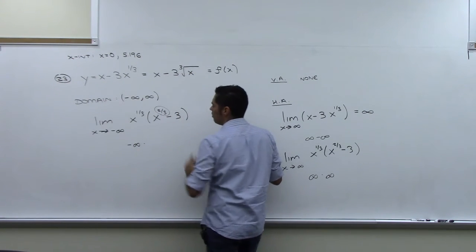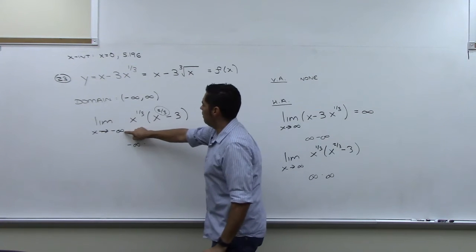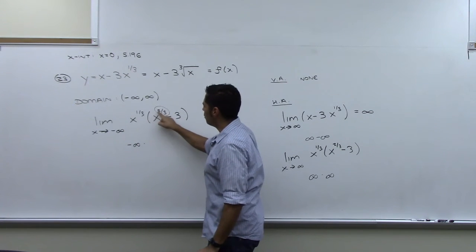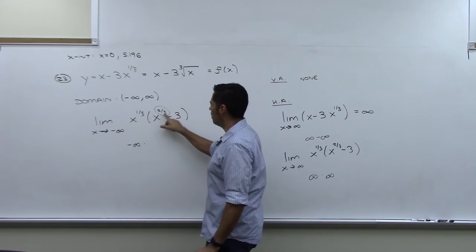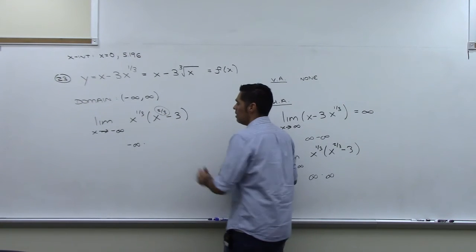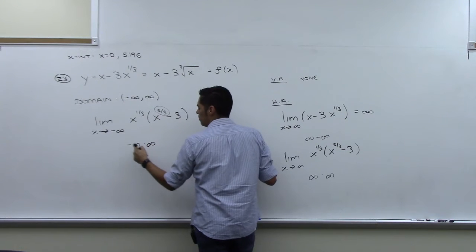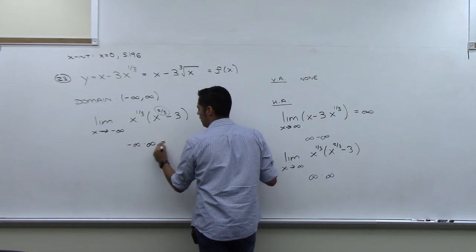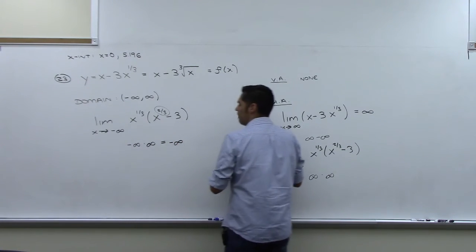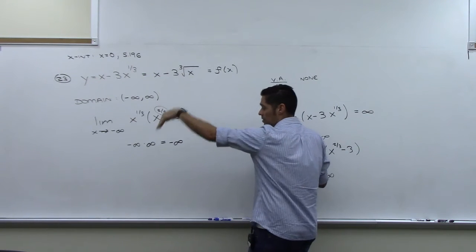When we do this to the 2/3, we're going to take a negative number, right? A very big negative number, we're going to square it, which is going to make it positive. Then we're going to take the cube root, which is still positive. So we get positive infinity, take away 3 is still positive infinity. So you have negative infinity times infinity, that's negative infinity. So that means the left side, or as I go out the left, it's going to go down.